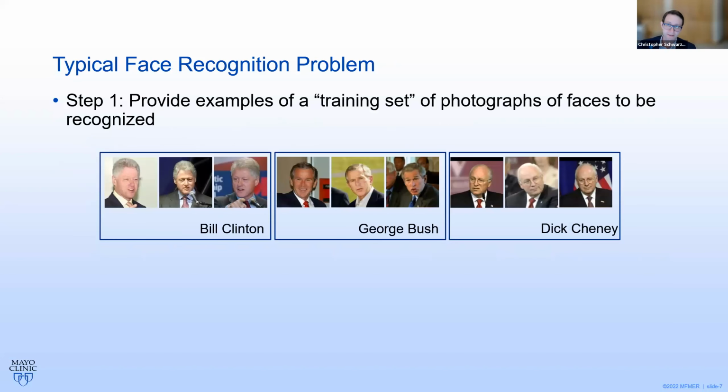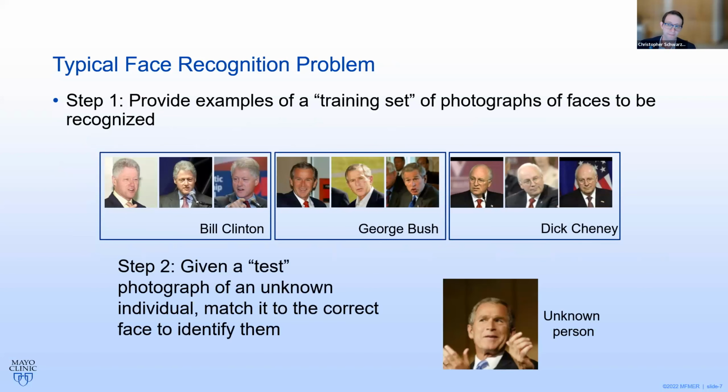So we took a typical face recognition problem where you would provide a training set of photographs of faces to be recognized. Each would be labeled. You'd have a few examples of each one. You'd give it a test photograph of an unknown individual and say, computer, match it to the correct face. And the unknown person becomes George Bush.